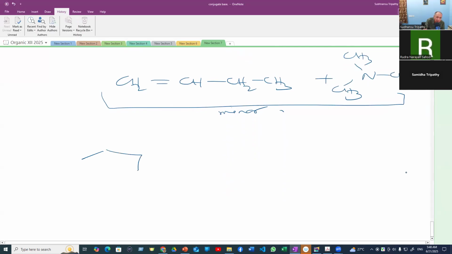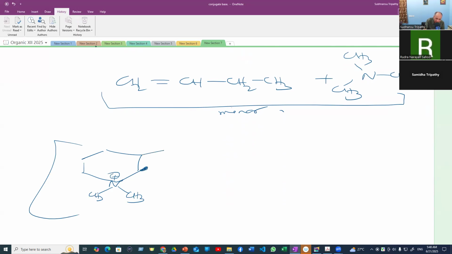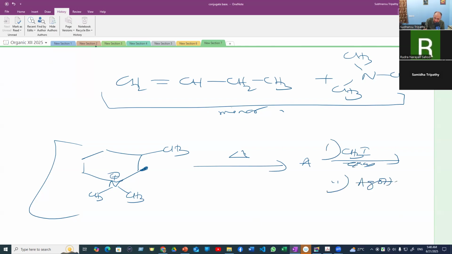Sometimes ring opening happens. Supposing you have N here and you have made it. There is one CH3 here. What will happen on heating? Again do exhaustive methylation, followed by AgOH, followed by heat. What will happen? So see, this started from a cyclic compound.